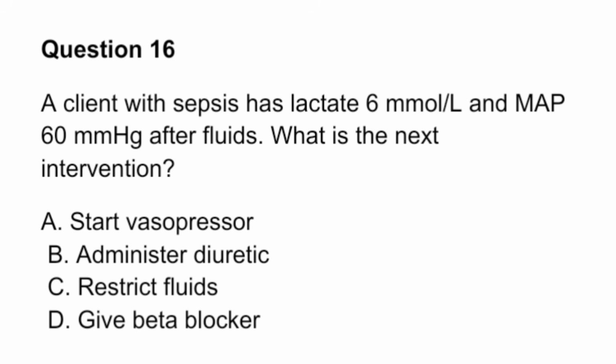Question 16. A client with sepsis has lactate 6 millimoles per liter and MAP 60 millimeters mercury after fluids. What is the next intervention? A. Start vasopressor. B. Administer diuretic. C. Restrict fluids. D. Give beta blocker.